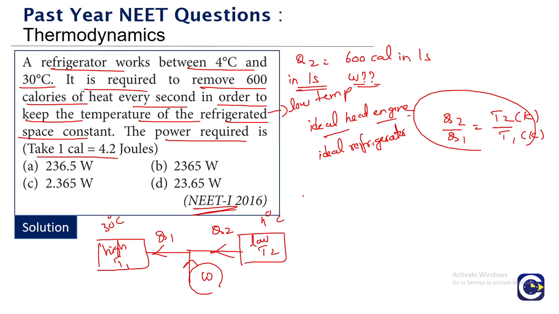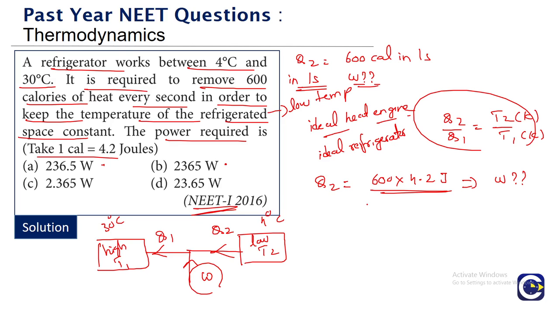So how do we find this particular W in 1 second? If you check the options, they are giving all the options in watts, which means they are giving the values in the SI system. So first we will take the Q2 value in the SI system using the conversion factor. They are clearly giving that 1 calorie is equal to 4.2 joules. So Q2 in terms of joules will be 600 into 4.2, and we have to keep in mind this is in 1 second. For this, the corresponding W is what we need to find. That will give us the answer, which is the electrical power required to operate the refrigerator.